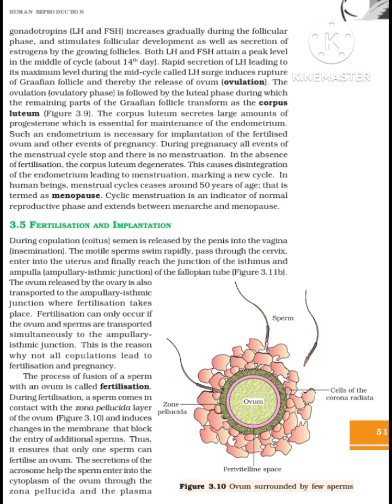3.5 Fertilization and implantation. During copulation, coitus, semen is released by the penis into the vagina, insemination. The motile sperm swim rapidly, pass through the cervix, enter into the uterus and finally reach the ampullary region of the fallopian tube, figure 3.11b. The ovum released by the ovary is also transported to the ampullary region where fertilization takes place.